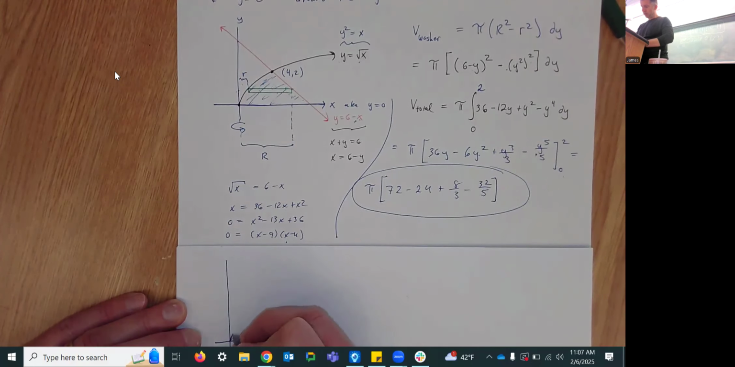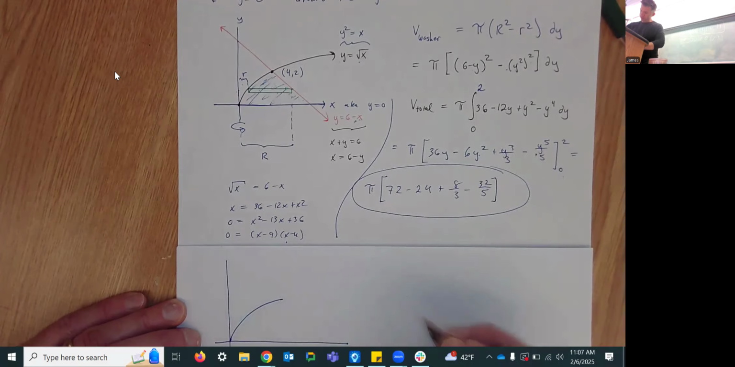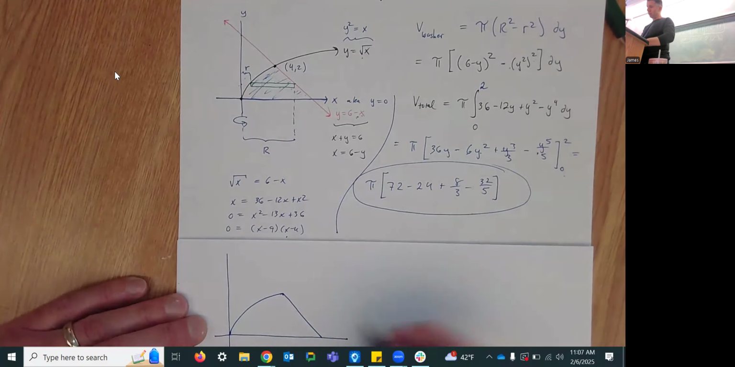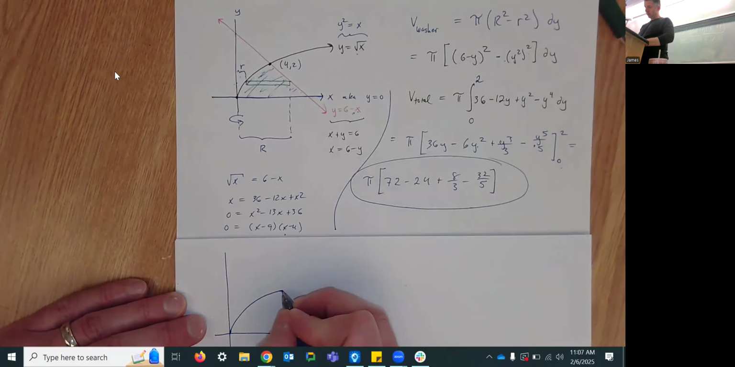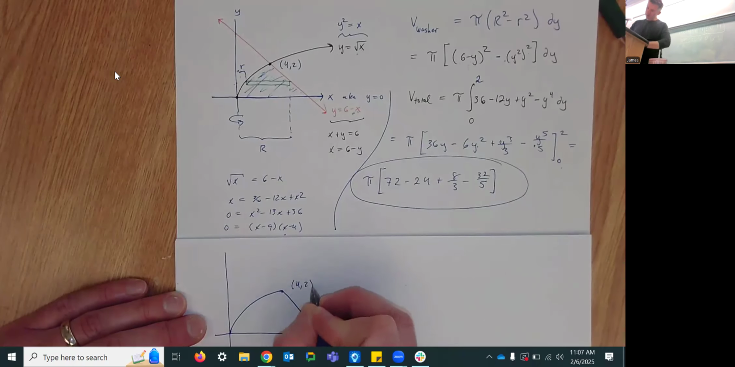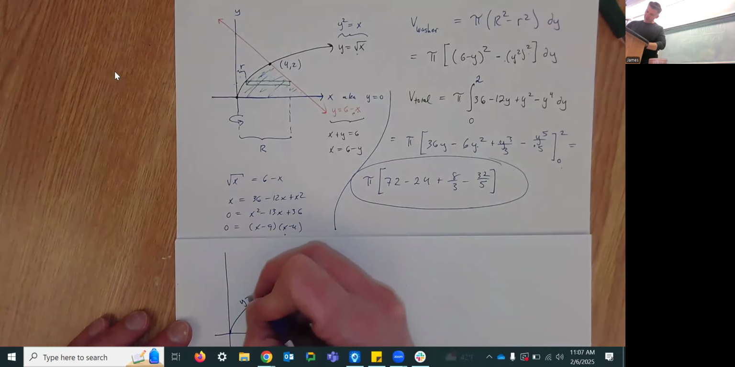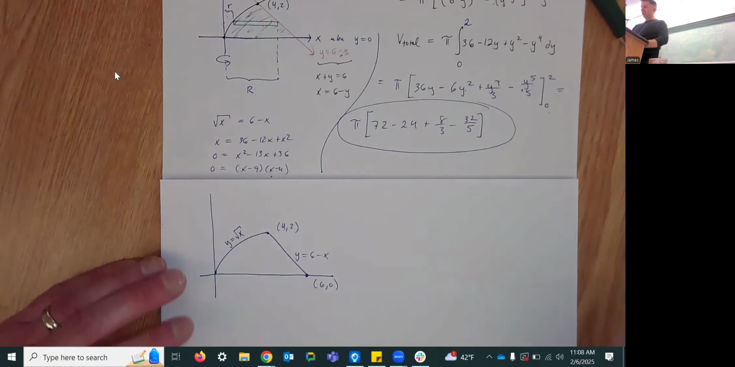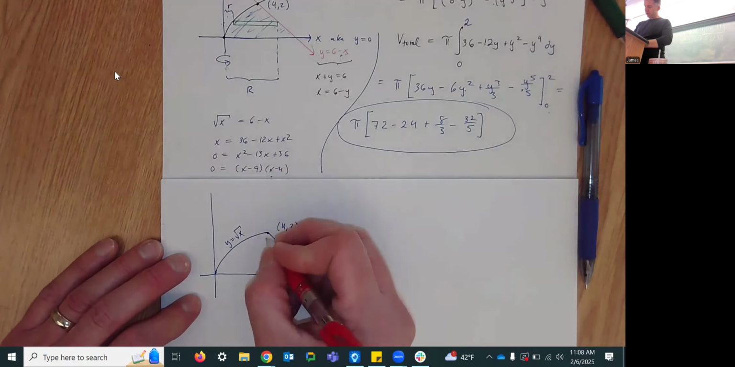Shape it like this. Just kind of drawing it again. Then I've got this point here, which is 4, 2. This was y equal to the square root of x. This was y equal to 6 minus x. That point there would be 6, 0. And now we're going to break this up into 2 integrals.